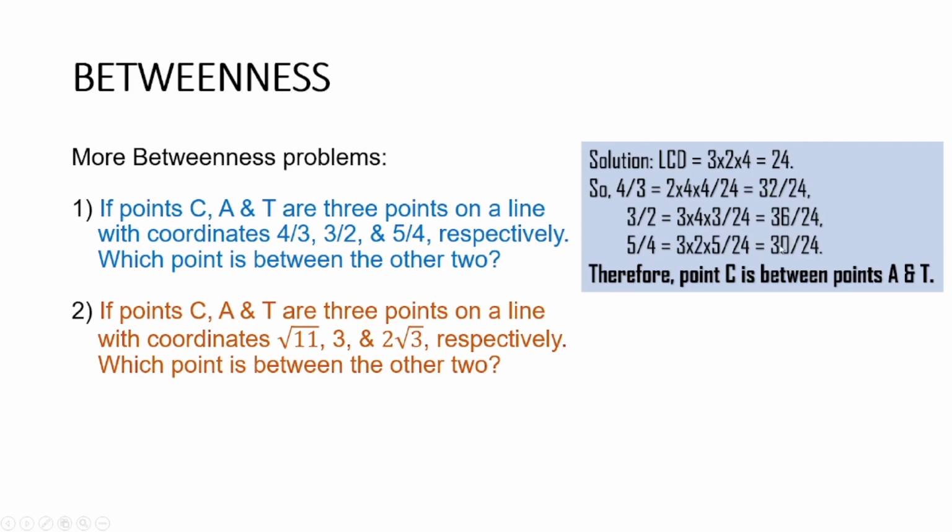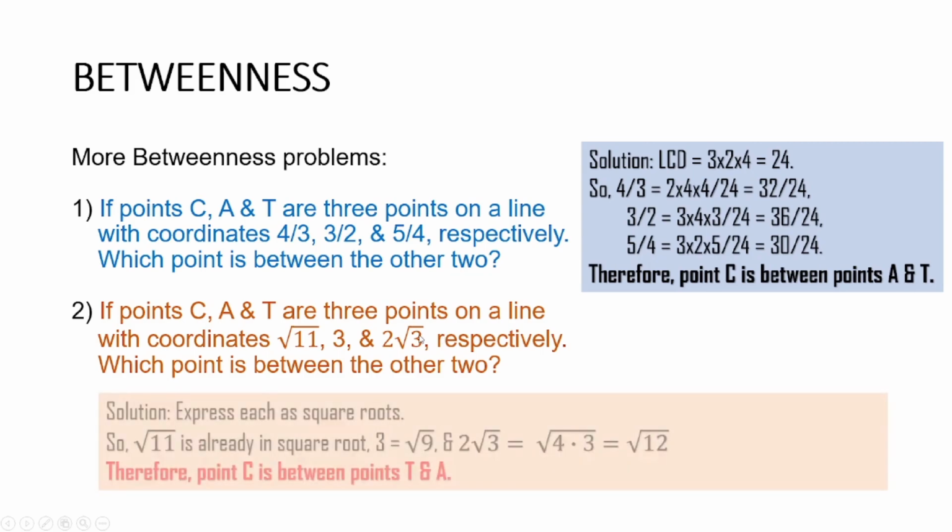But for now, we compared. So the numerator rather is 32. This is the one between 36 and 30. 32 over 24 is 4/3. 4/3 is just point C. Therefore, point C, class, is between points A and T.